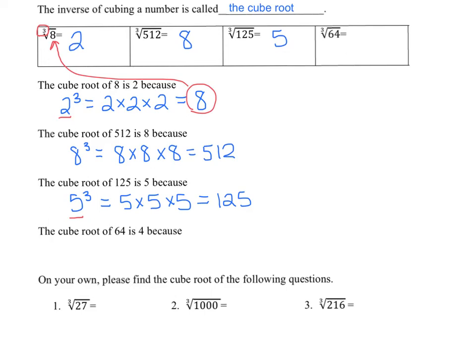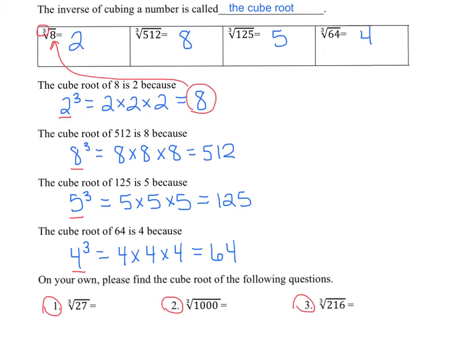The next one, the cube root of 64. That is equal to 4. And the cube root of 64 is equal to 4 because 4 to the third power is equal to 4 times 4 times 4, and 4 times 4 times 4 equals 64. Again, the number inside of the cube root is 64, and your answer to a cube root is your base. So your answers are your bases whenever you're taking the cube root. What I would like you to do on your own is find the cube root of numbers 1, 2, and 3, and we will discuss it in class.